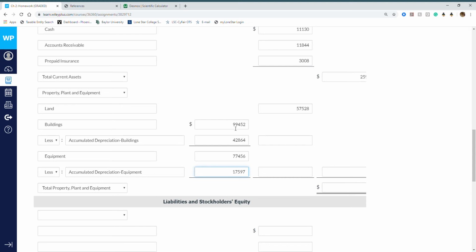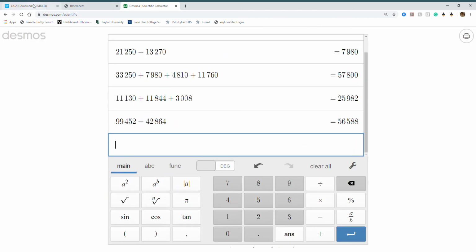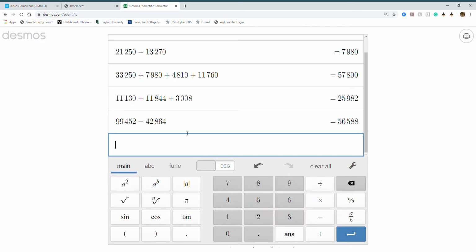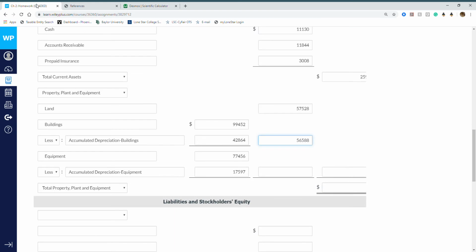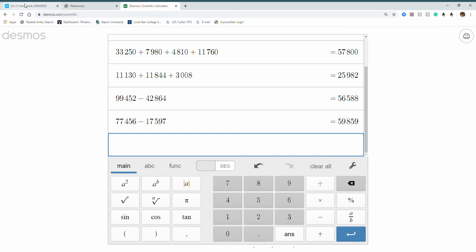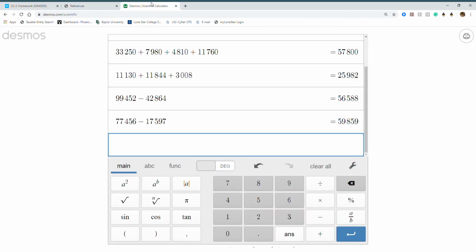Now again, all we have to do is subtract these 2. So subtract the accumulated depreciation from the buildings, and we'll get the book value of that building, and the same thing for equipment. So calculate 99,452 minus 42,864 equals 56,588. Okay, next, equipment: 77,456 minus 17,597, 59,859. Make sure I get 59,859.